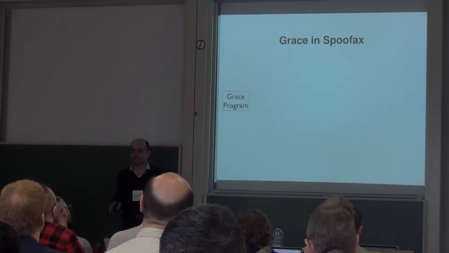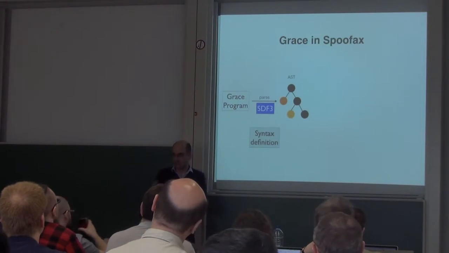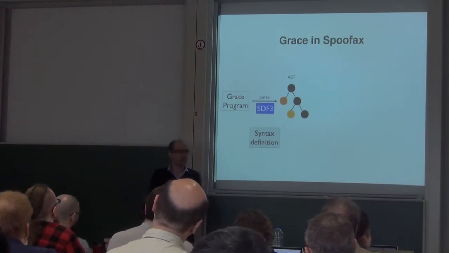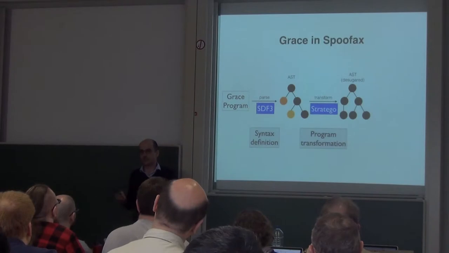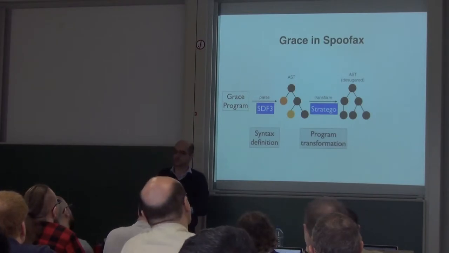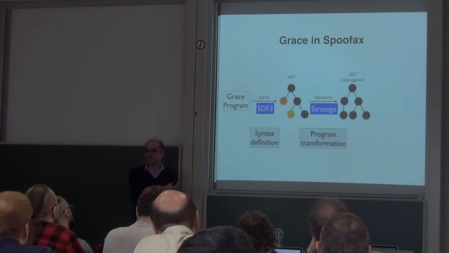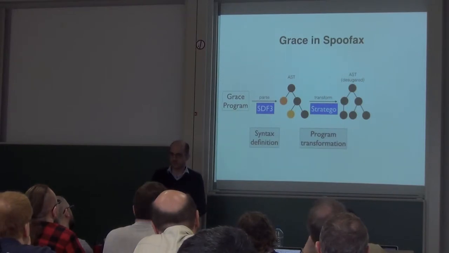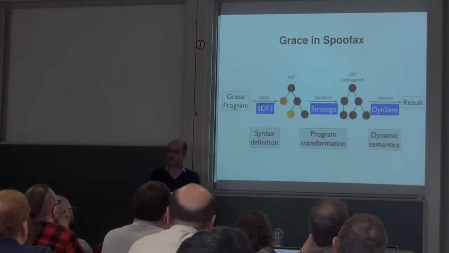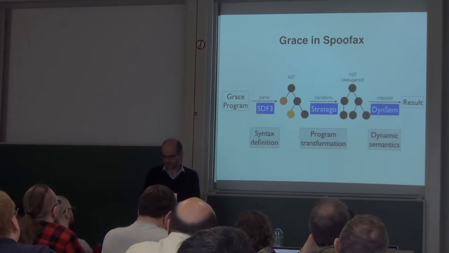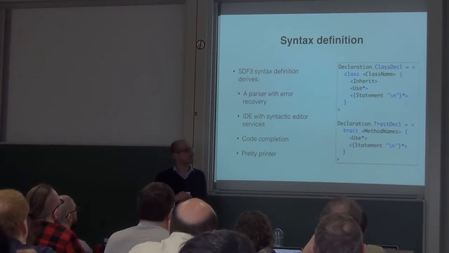How does this work in practice in our pipeline? So you start with a Grace program. We have a syntax definition for Grace created in SDF3 that derives a parser. And we parse the program to an AST. We have program transformations. These are normalizations and desugarings on the AST, defined in the Stratego meta DSL. So we take the original AST, we desugar it, we get a normalized AST. And then from the dynamic semantic specification within DynSem, we get an interpreter which evaluates that to a value. So for syntax definition, we have the SDF3 meta DSL.